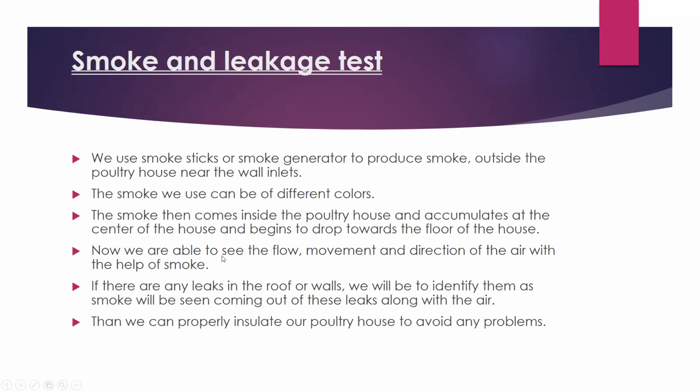Now we are able to see the flow and direction of the air. As you know, we cannot see the air, but when smoke is present in the air, then we can see the flow of the air. If there are any gaps in the ceiling or near the wall inlets, or any flaws or gaps in the insulation, we are able to identify them, because the smoke will leak from those gaps and areas. If there are any leaks in the walls or roof, the smoke will be seen coming out of these leaks along with the air.